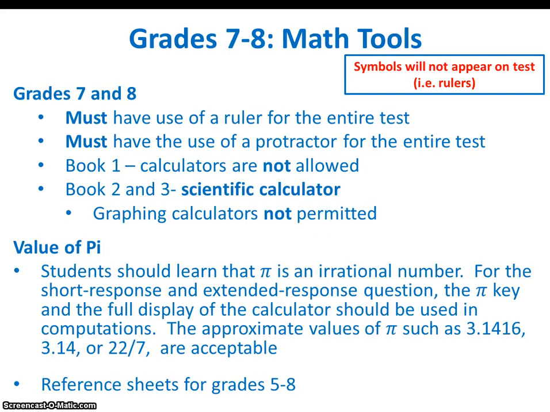Grades 7 and 8, again, the ruler and the protractor. Calculators not allowed in Book 1. In Books 2 and 3, the scientific calculator. Graphing calculators not permitted. And then the rule with the value of pi. And there are also reference sheets for grades 5 through 8.